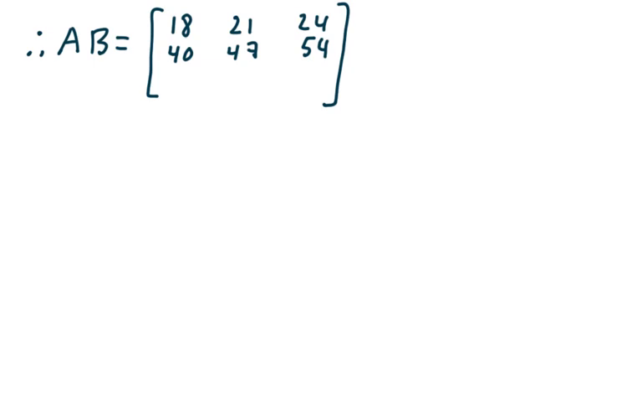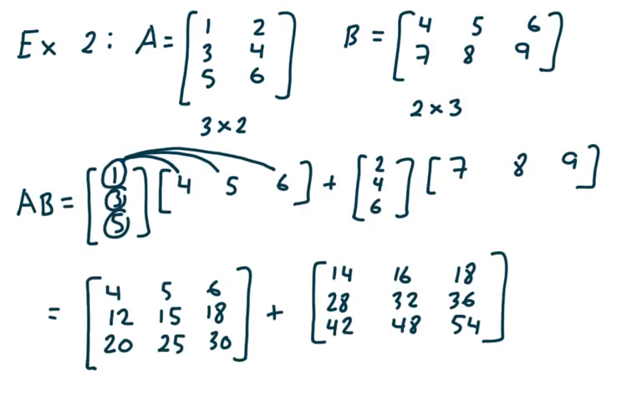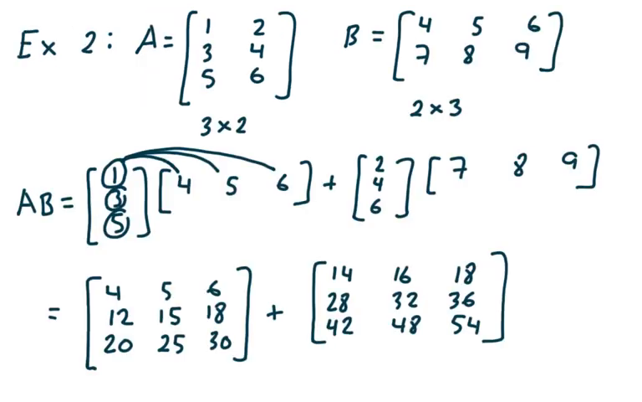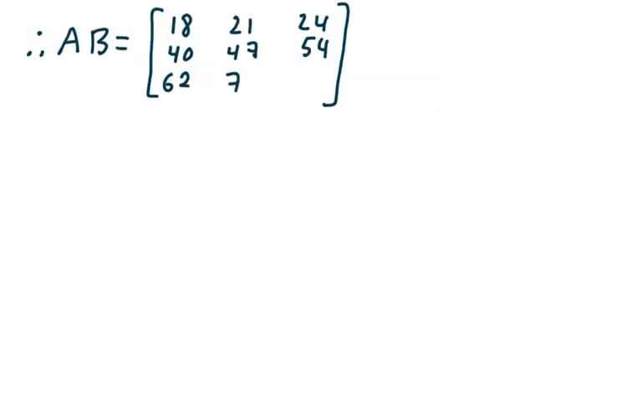That's the second row. Third row, I'm going to get 62. That's 20 plus 42. And then 25 plus 48 is 73. And then 84. And we just looked at the product A times B.